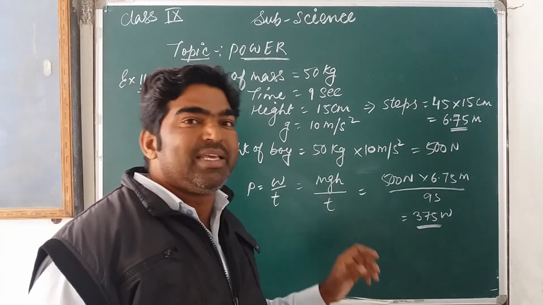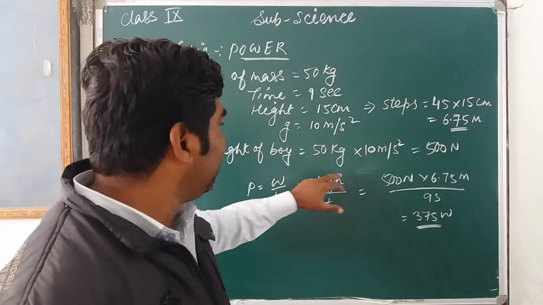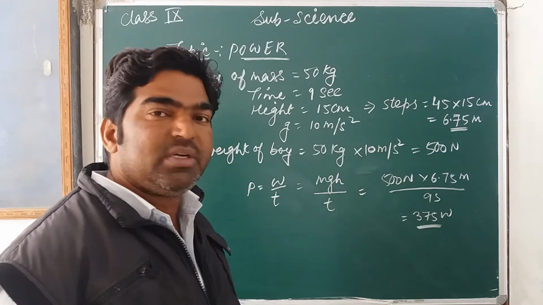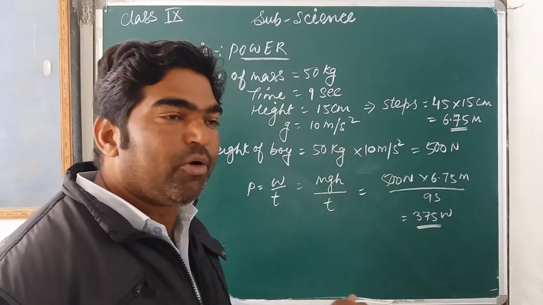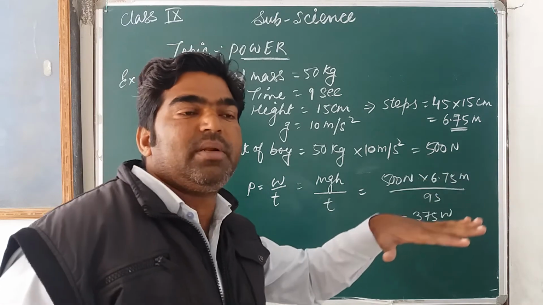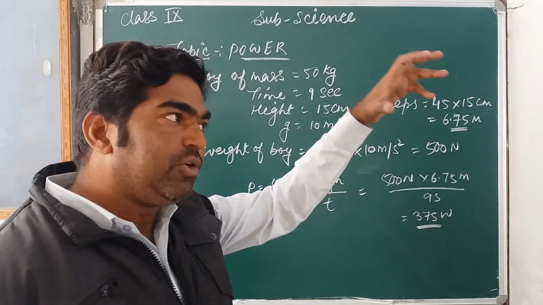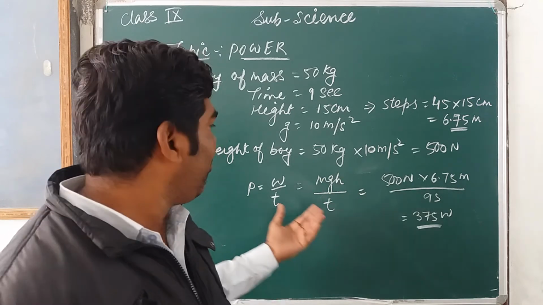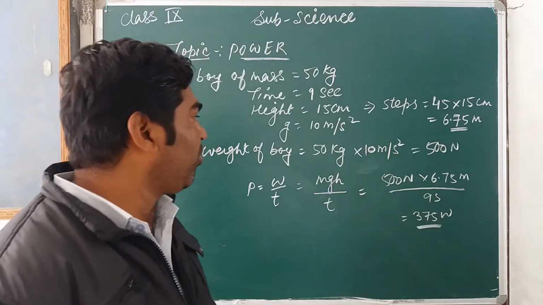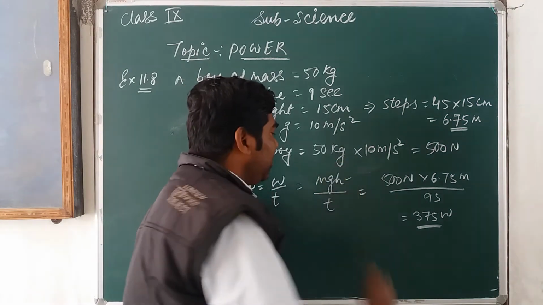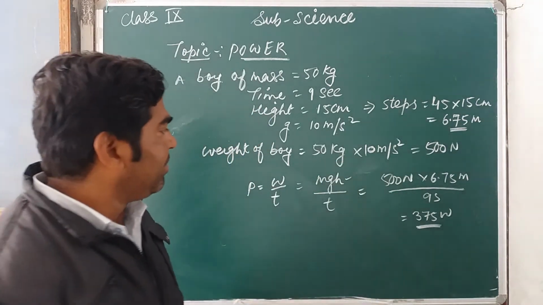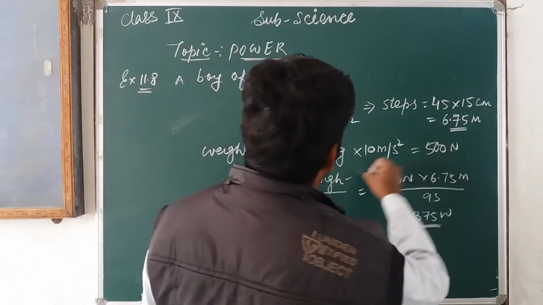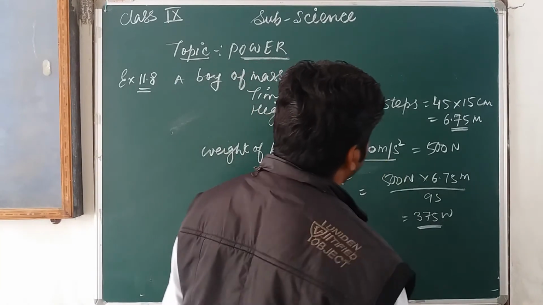So the work done here is in the form of potential energy, because the boy stands at some height. Due to that, it consumes energy in the form of potential energy. So this potential energy is given by mgh, divided by time. So mass, we calculate here: 50 kg into 10 meter per second.